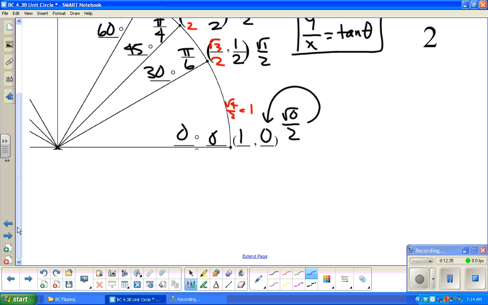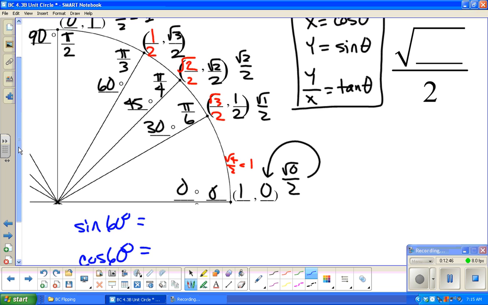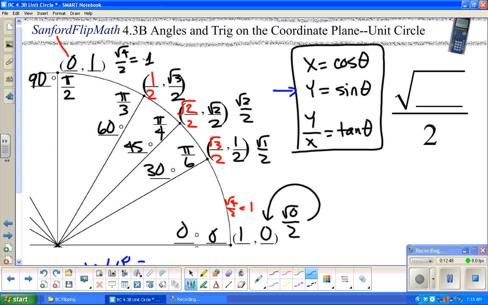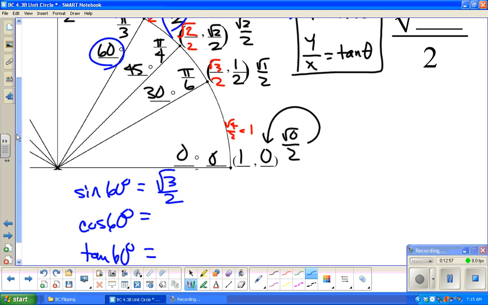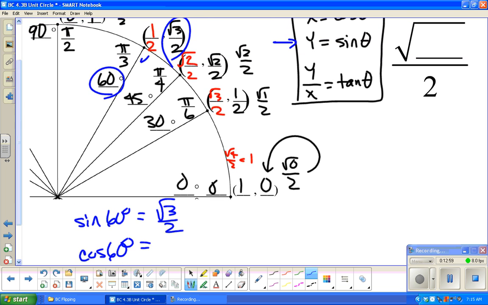If I want to know the sine, let's say I want the sine of 60, cosine 60, tangent 60. So the sine of 60, remember sine is the y value, so I go to 60, and it's the y value, square root of 3 over 2. Cosine is the x value at 60, so that's 1/2.